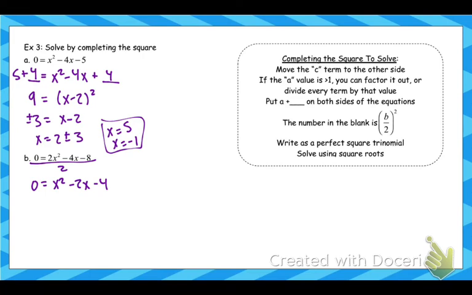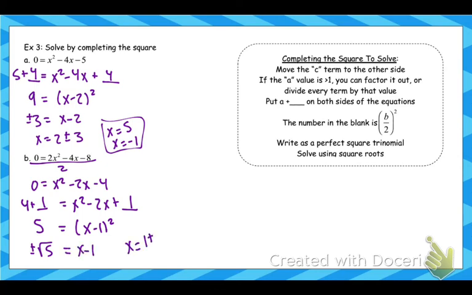So again, I'm going to add 4 to the other side and leave a blank on the right side. To figure out the number that goes in the blank, I'm going to take the b value, divide it by 2, and square it. That gives me 1. If I add 1 to one side, I add 1 to the other. So now I get 5 equals x minus 1 squared. Solve by square roots. So plus or minus the square root of 5 equals x minus 1. So x equals 1 plus or minus the square root of 5.